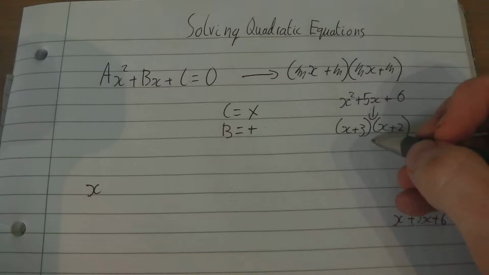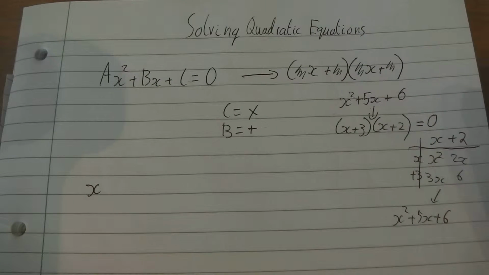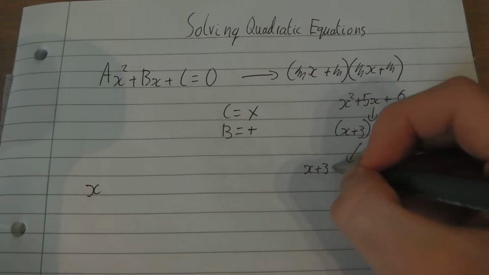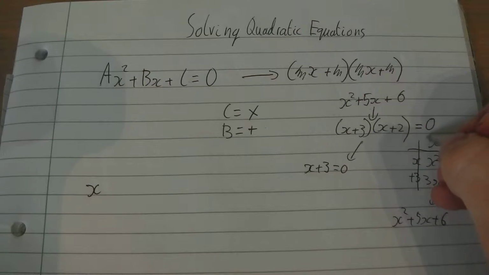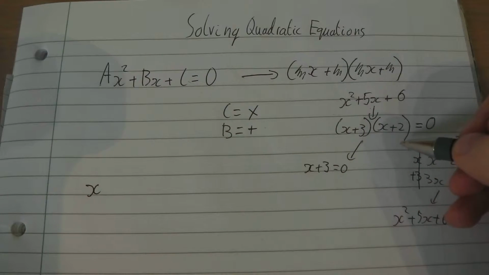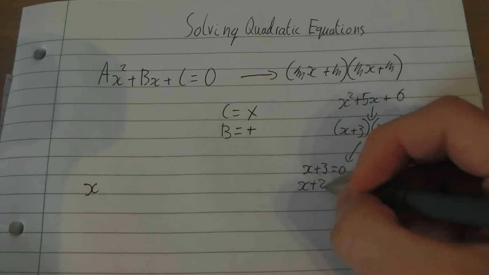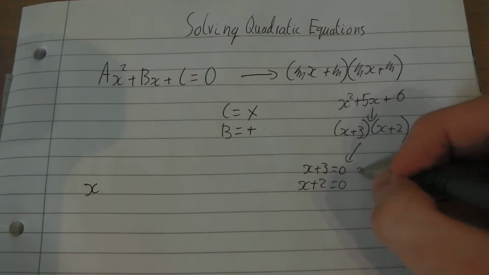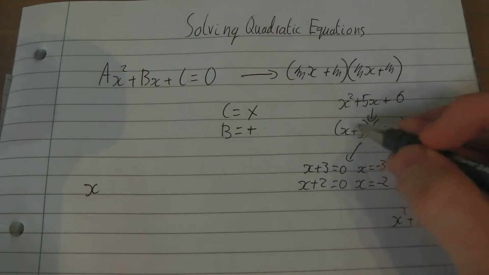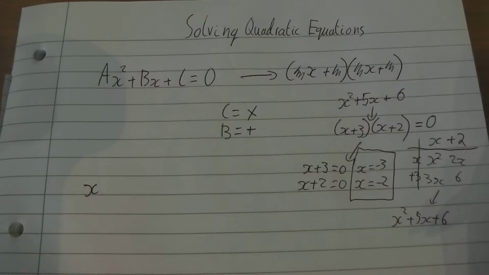To turn this into the answer of your equation, this must equal 0. So when this must equal 0, either x plus 3 equals 0, because the only way to get 0 is for one part of this equation to be 0. The only way to get 0 is something times 0. So either x plus 3 equals 0 or x plus 2 equals 0. And both of these solved equal x equals minus 3 and x equals minus 2. So that's how you get from the factorised form to the answer of the equation.